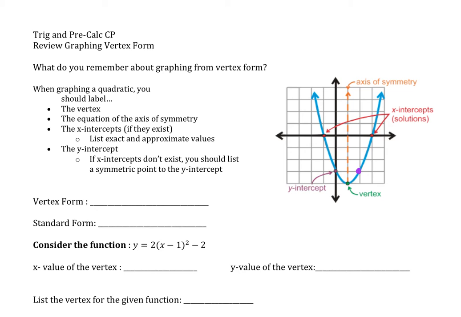So vertex form, that is y equals a times (x minus h) squared plus k. So it's called the vertex form because my vertex is (h, k). And standard form is y equals ax squared plus bx plus c.